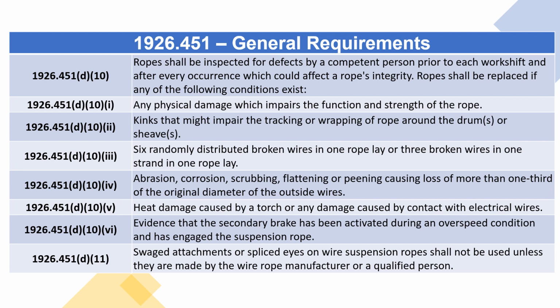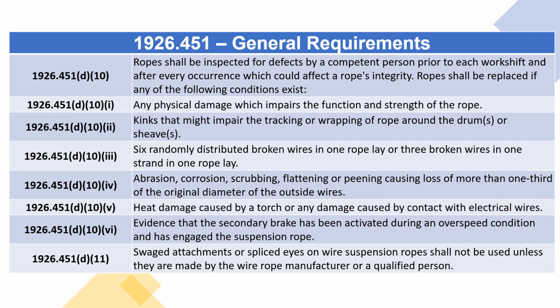1926.451(d)(10)(i) through (d)(10)(vi). Any physical damage which impairs the function and strength of the rope. Kinks that might impair the tracking or wrapping of rope around the drum or sheaves. Six randomly distributed broken wires in one rope lay, or three broken wires in one strand in one rope lay.